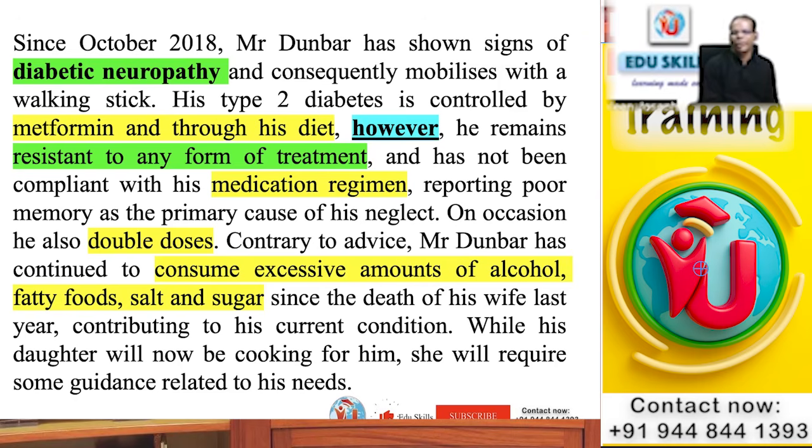Now you said he is not compliant with the medication regimen. You have to give proof. First proof, he double doses. That is about medication. Second proof, about diet. He consumes excessive amounts of alcohol, fatty foods, salt and sugar. Now what happens next? Management. While his daughter will now be cooking for him, she will require some guidance related to his needs.